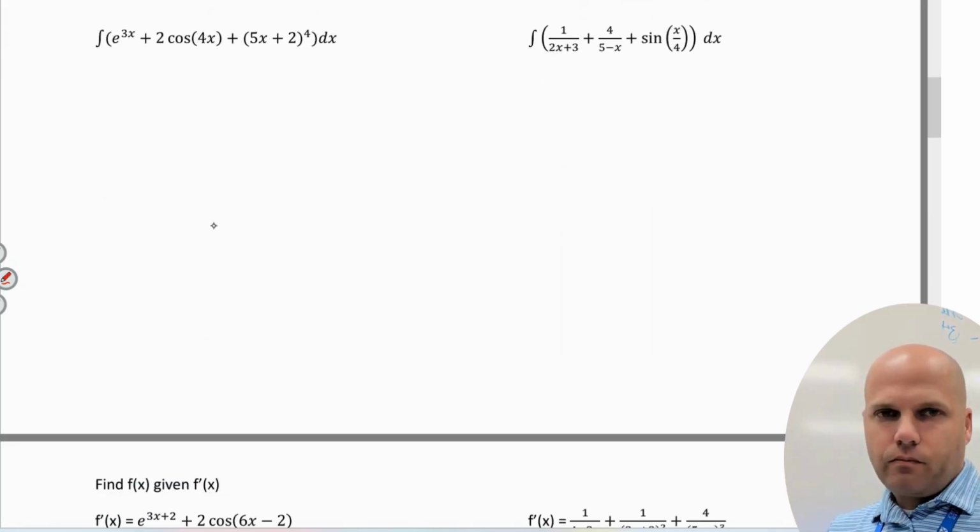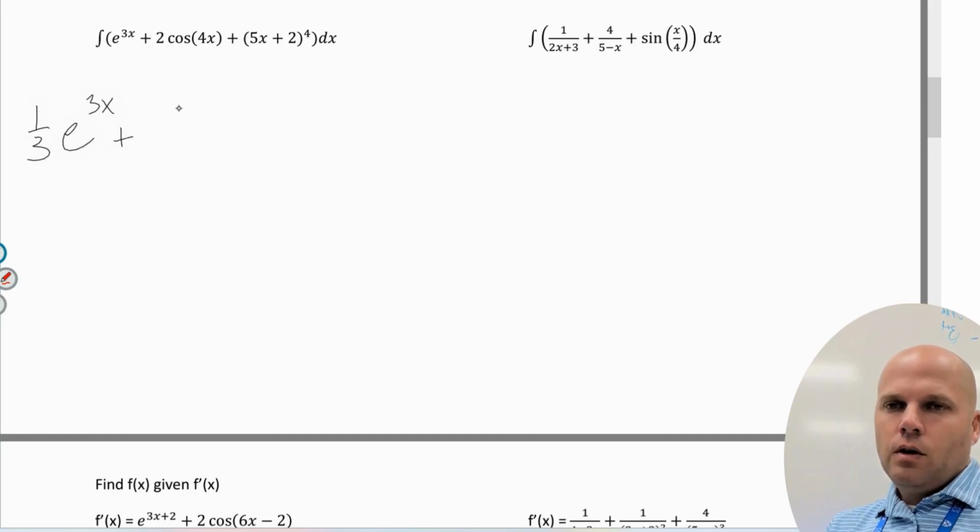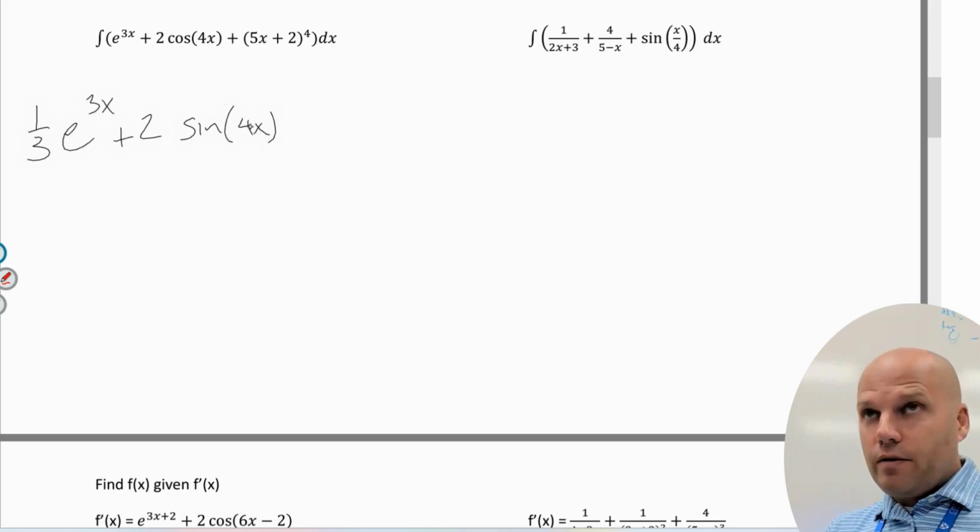Simple undoing of the chain rule. e to the x is the antiderivative of e to the x. It's a linear function. The derivative of 3x is just 3. I need a 1/3. The antiderivative of cosine is sine. I'm going to leave what starts in the parentheses. I have this 2 in front. The derivative of the inside is a 4. I need to undo that 4 with a 1/4.